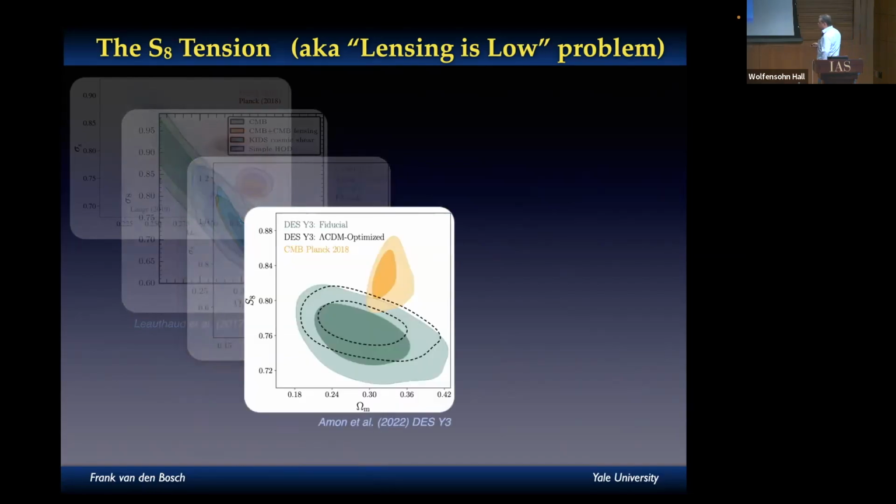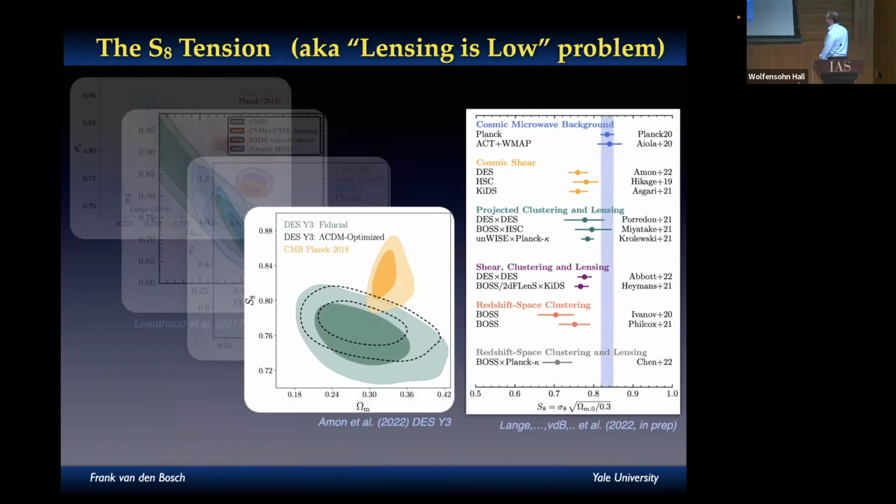I think Alex Amon talked about this here in Princeton last November. She presented the cosmic shear analysis from DES year 3. Here is S8 now as a function of omega matter. These are the constraints. Here is Planck. So this S8 tension doesn't want to go away. This is a paper that we're about to publish. It sort of summarizes this. So this is S8 on the x-axis here.